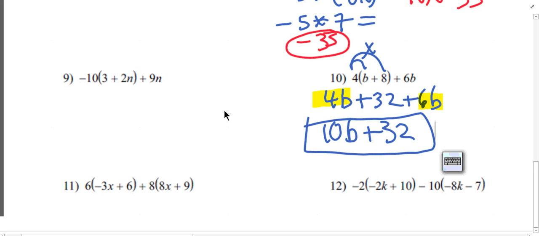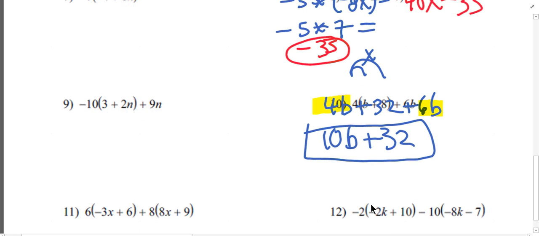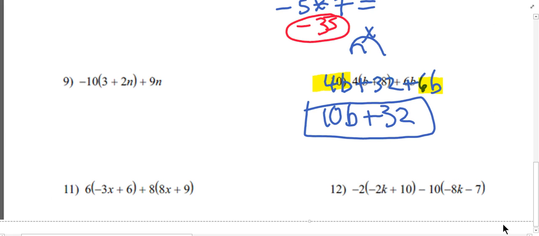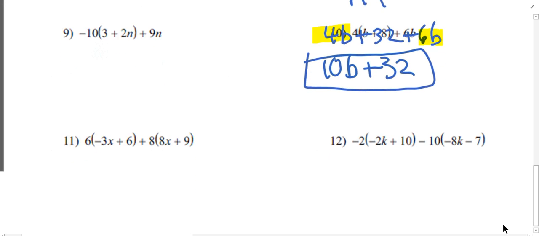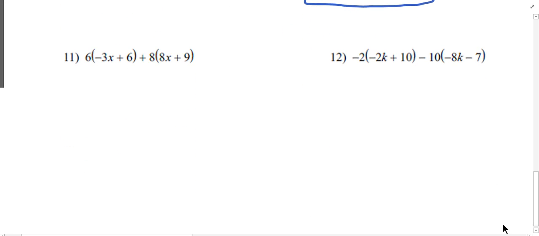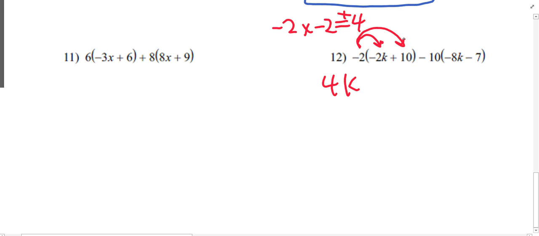Alright, number 12. It's the last problem in this set here. And let's see if we can get some more room here. There we go. Alright, so first step here is to distribute a negative. And remember, negative 2 times a negative 2 is going to give us a positive 4. So we're going to end up with 4k. Distributing a negative 2 or multiplying a negative 2 to a positive 10 gives us a minus 20.